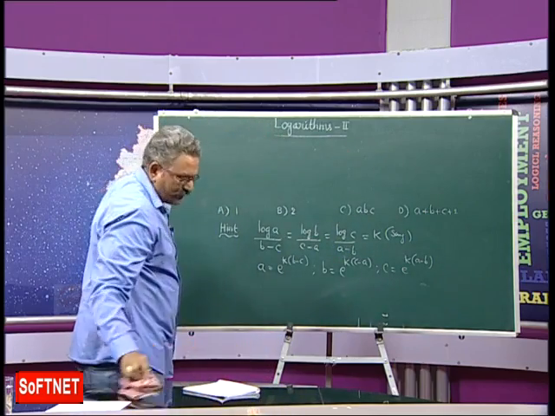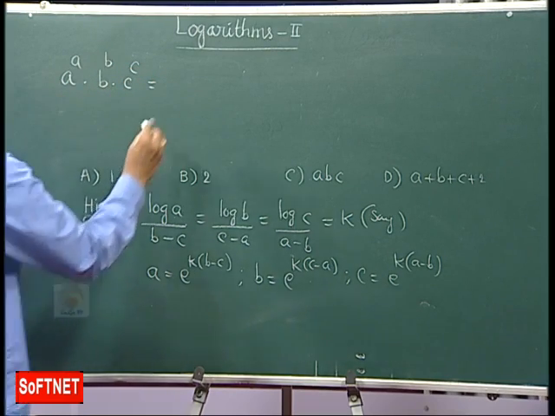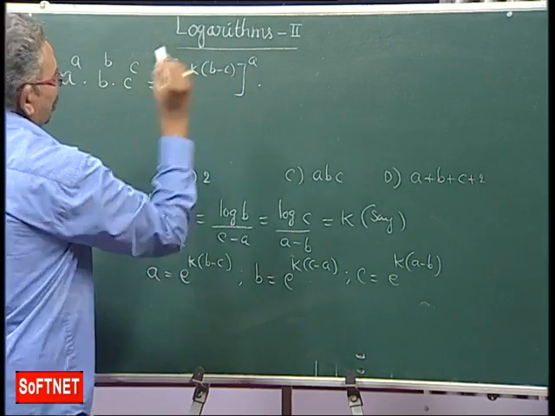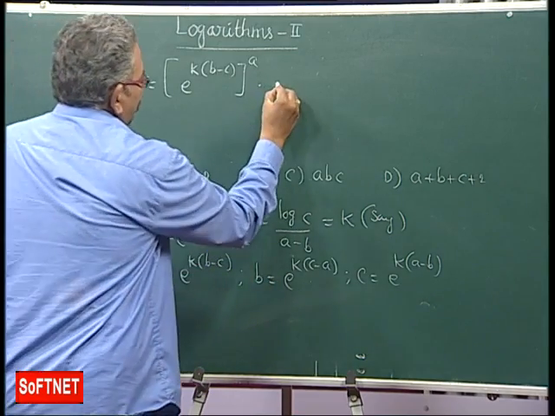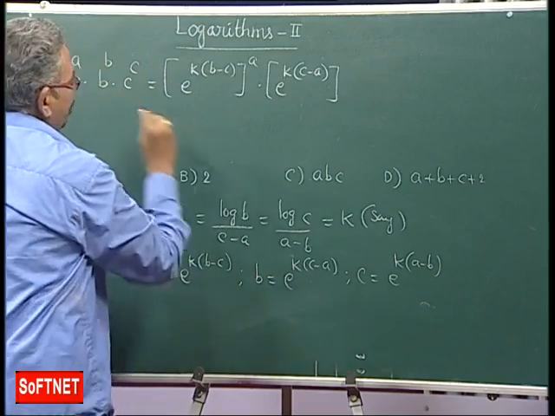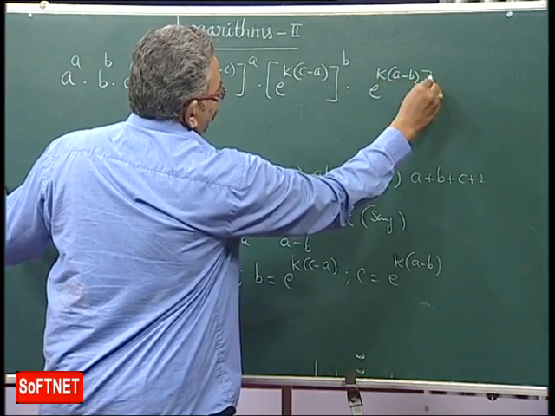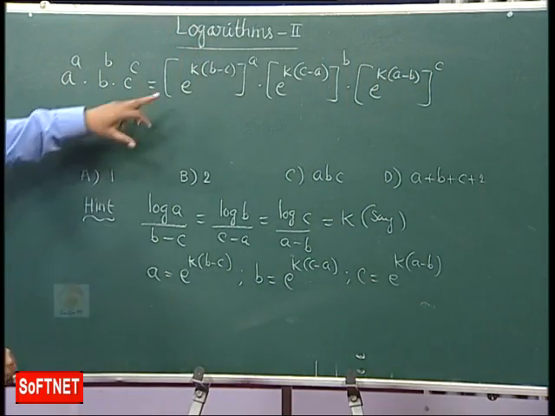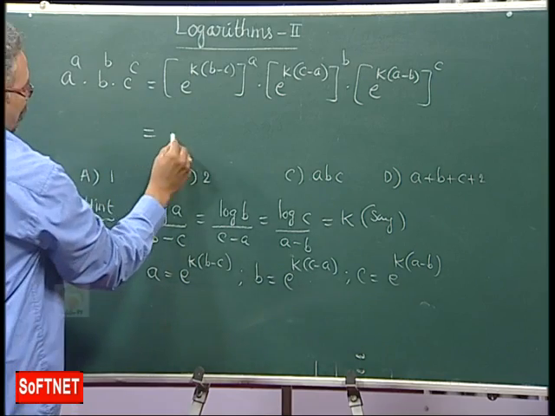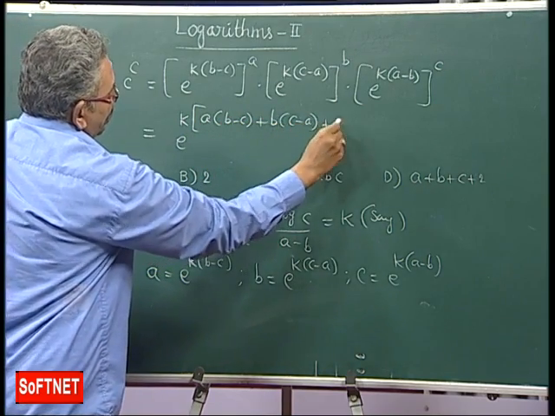Substituting respective values, A power A, B power B, C power C. Here, the base is replaced by E power K times B minus C, whole to the power of A. Now, E to the power of K multiplied by C minus A, whole to the power of B. C is replaced by E to the power of K into A minus B, whole to the power of C. Since the bases are equal, the exponents are added. K is common in all cases. So, E to the power of K common, we get A into B minus C plus B into C minus A plus C into A minus B.